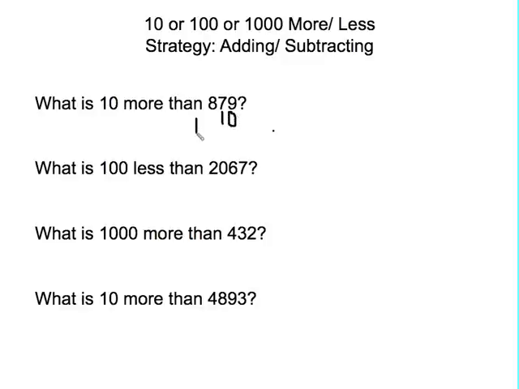Now since I'm doing more, I'm going to be adding, and then it's just a matter of solving. 9 plus 0 is 9, 7 plus 1 is 8, 8 plus nothing is 8, so we figured out that 10 more than 879 is 889. I can do the same when it says less, it's just now I know that I am subtracting. I want to know what is 100 less than 2067.